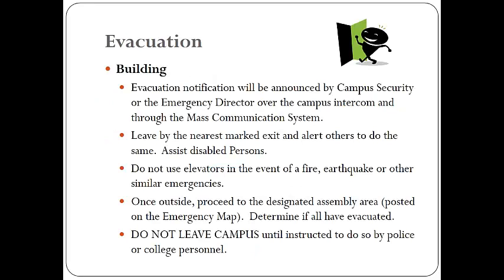Evacuation. Building. Evacuation notification will be announced by campus security or the emergency director over the campus intercom and through the mass communication system. Leave by the nearest marked exit and alert others to do the same. Assist disabled persons. Do not use elevators in the event of a fire, earthquake, or other similar emergencies. Once outside, proceed to the designated assembly area posted on the emergency map. Determine if all have evacuated. Do not leave campus until instructed to do so by police or college personnel.